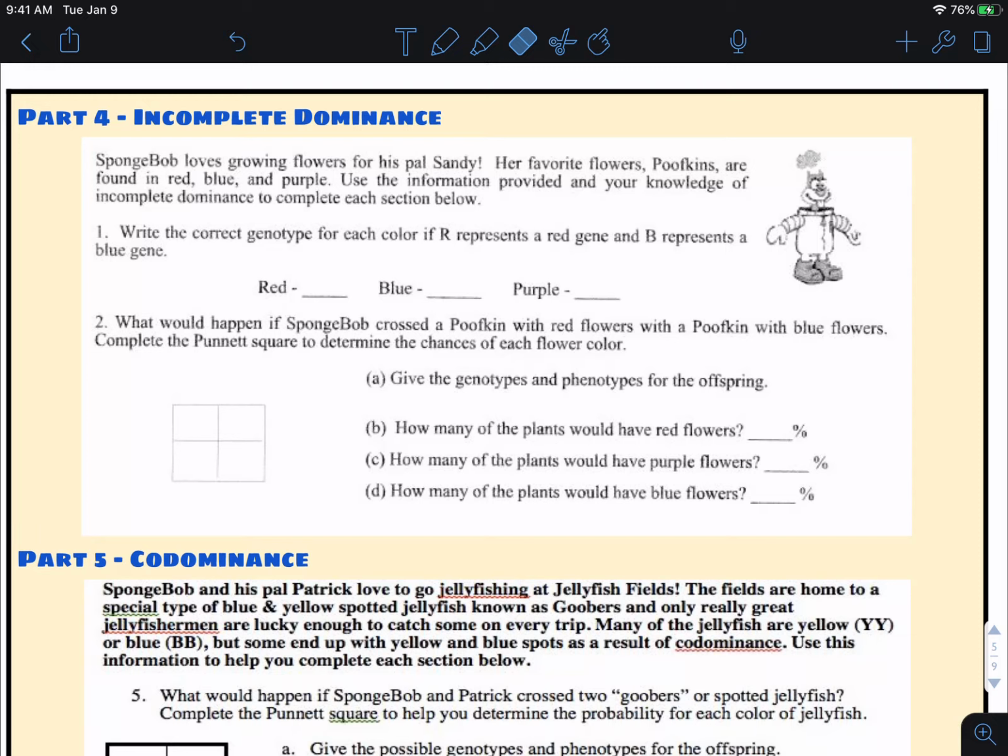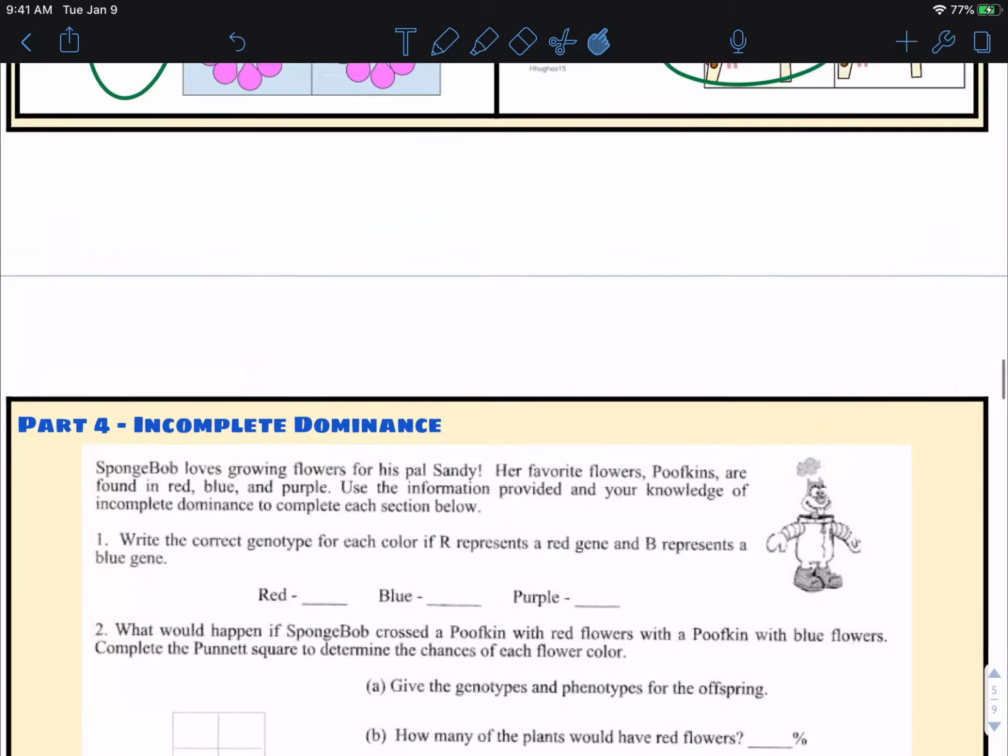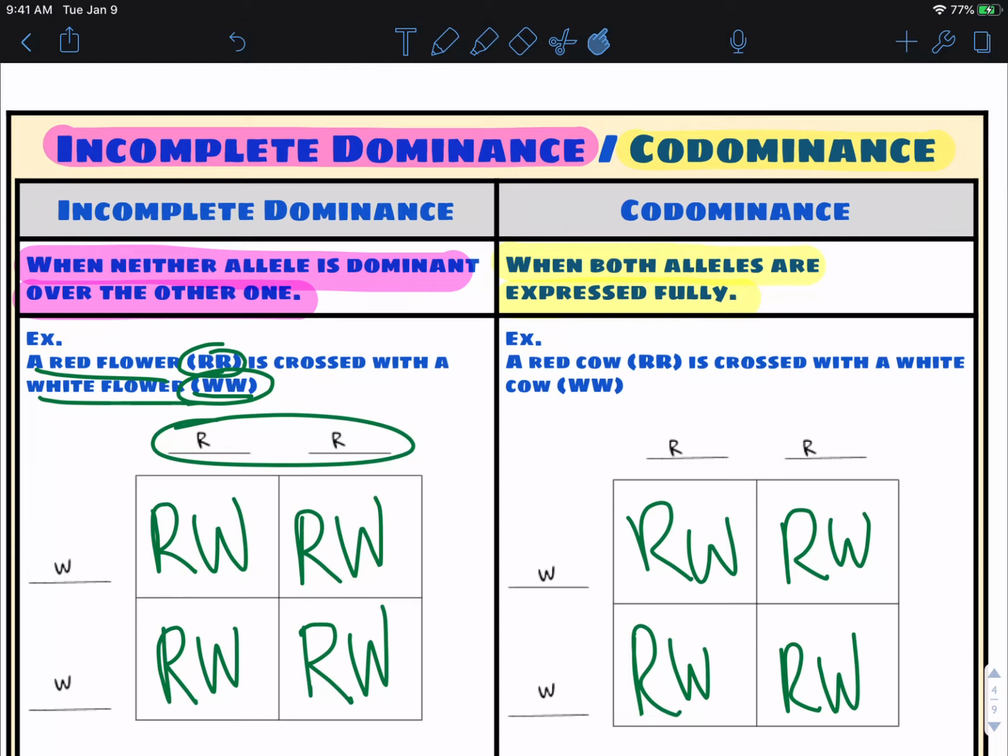Alright guys, let's go ahead and look at the stuff that you worked on yesterday, the incomplete dominance and the codominance. So real quick before we dive into these examples, let's just go back up and take a look at what we looked at yesterday. So we've got these two things here that are not just as simple as dominant versus recessive, where we have one thing that dominates over the other. Here we have things called incomplete dominance and we have codominance.